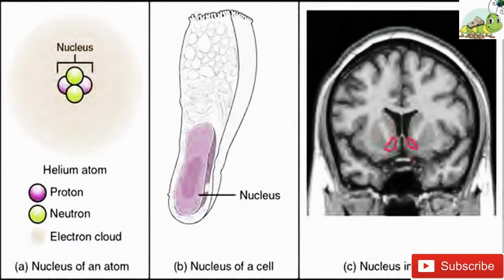The word nucleus is also used for the center of an atom, where protons and neutrons are found, and for the center of a cell, where the DNA is found. Here it is the center of some function in the CNS. There is also a potentially confusing use of the word ganglion.